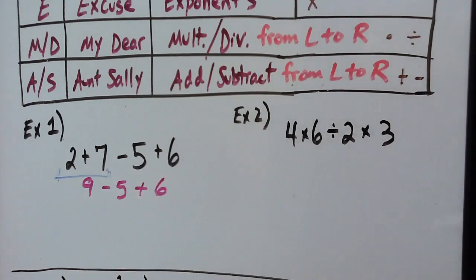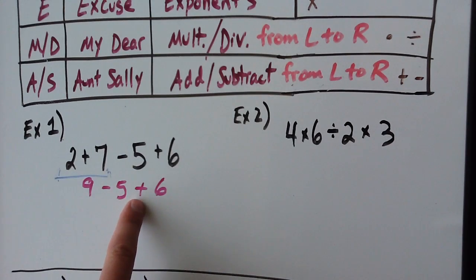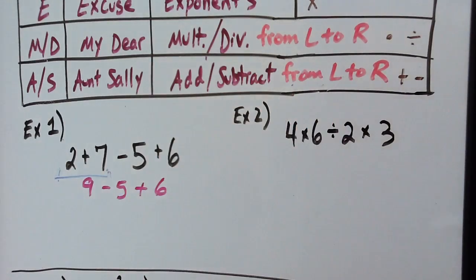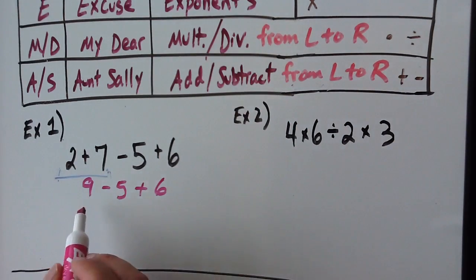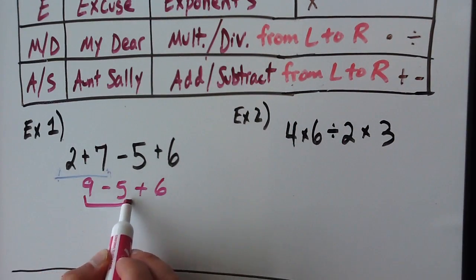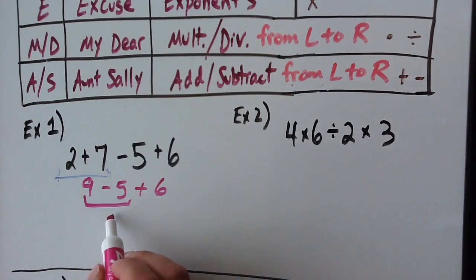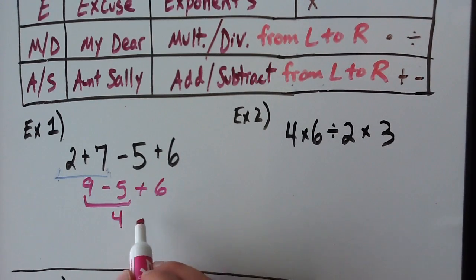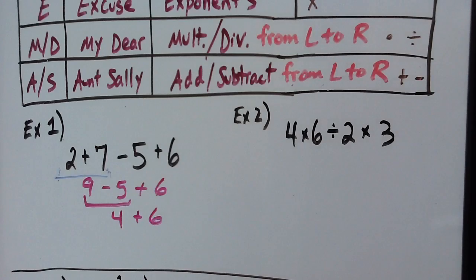Minus 5 plus 6. Okay, so again, I have subtraction and addition. I'm going to add and subtract from left to right. So the next thing that I see on the far left is 9 minus 5. 9 minus 5 is 4. Bring everything else down, which is just plus 6. I'm left with 4 plus 6, which is 10. And I circle my final answer.